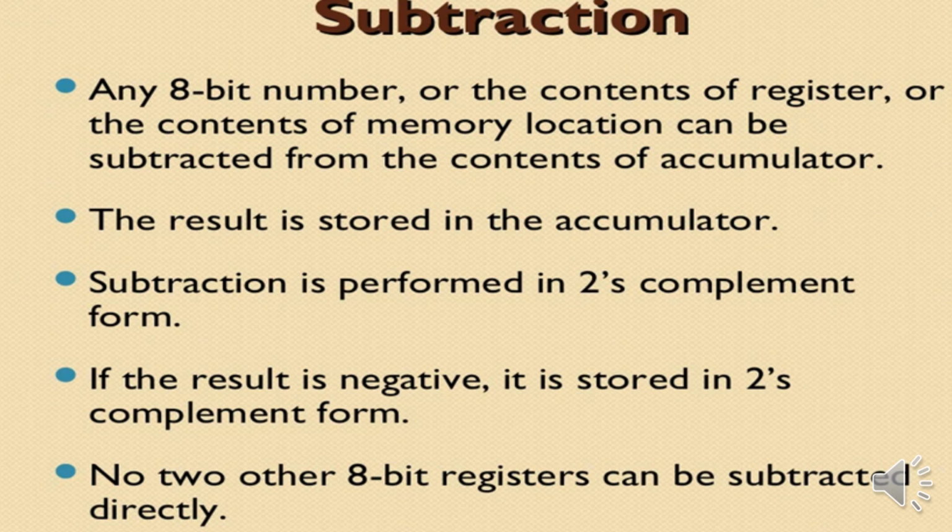Subtraction instruction: any 8-bit number, or the content of a register or a memory location, can be subtracted from the content of the accumulator by using the subtraction instruction. The result is also stored in the accumulator only. The subtraction is performed in 2's complement form. The result may be positive or negative. If the result is negative, the 2's complement form of the result is stored in the accumulator. No two other 8-bit registers can be subtracted directly.